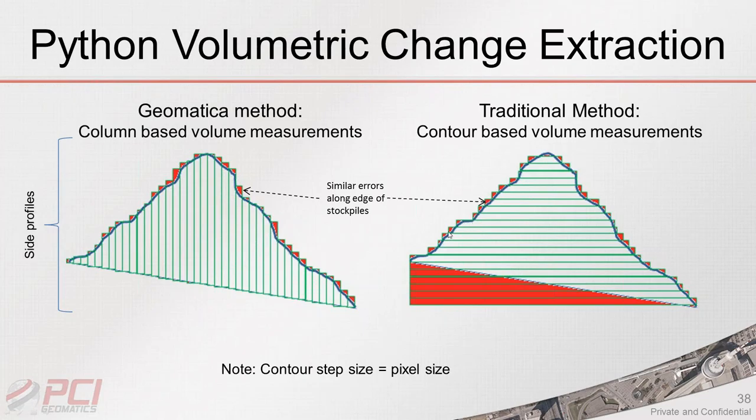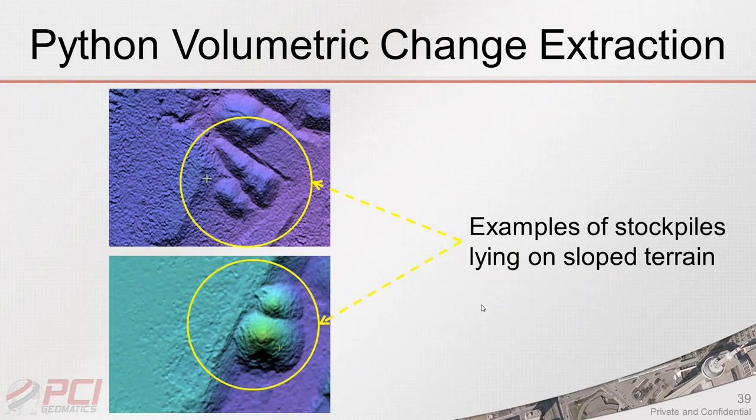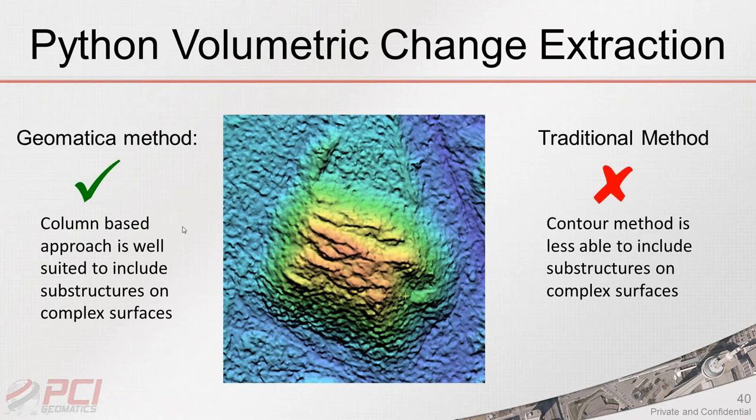So we get similar errors when you look at the side profiles, and this assumes that the contour step size is equal to the pixel size. So in this case, the pixel size was 30 centimeters, so your contour size should be no greater than 30 centimeters. But we handle slopes much better in this column-based approach as opposed to the traditional contour-based approach. And these are just some examples of where you might see stockpiles that are on slopes. So as you can see here, we get basically these stockpiles over here. They're on a slope. And this one right here, these two stockpiles are leaning against a very significant gradient.